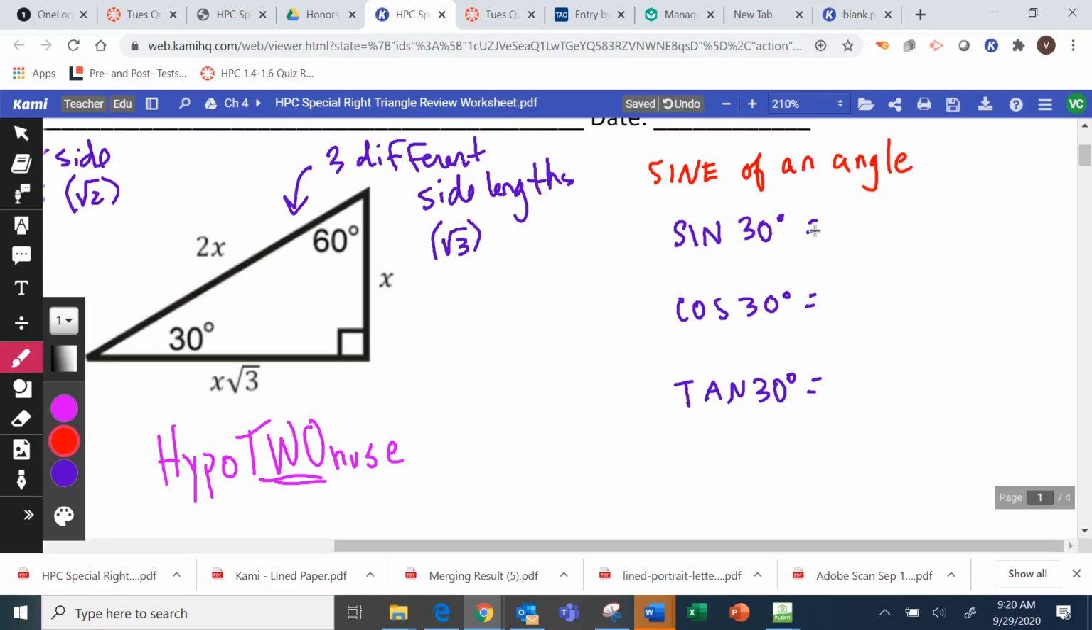It is not sine by itself, it is sine of an angle. And to find the sine of an angle, the sine is a ratio of two sides. Ratio, divide two numbers. That's all it is. It's a ratio of two sides of that triangle. So what two sides do we divide for sine? We do opposite over the hypotenuse.